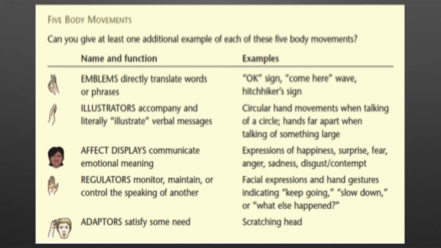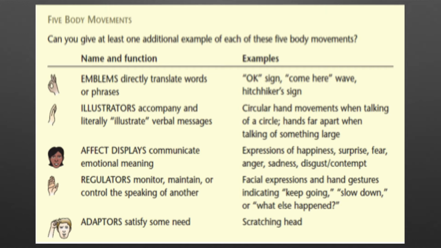Affect displays, affect means emotion, so affect displays communicate emotional meaning. So we use largely our faces, but we can use other parts of our bodies to express things like happiness, surprise, fear, anger, sadness, disgust, and contempt. Regulators we use to control or regulate a conversation. So we might hold up our hand to say keep going or slow down. We use these to set the pace and indicate when we might want to speak and when we want to listen in a particular conversation.